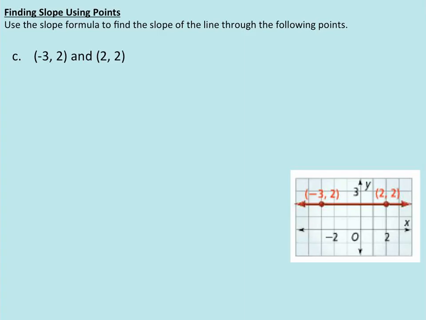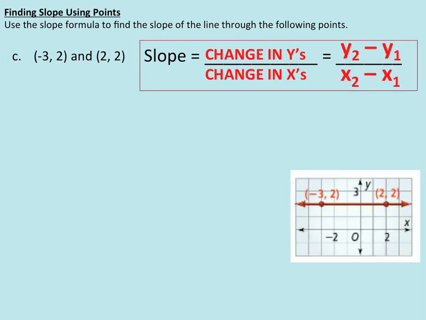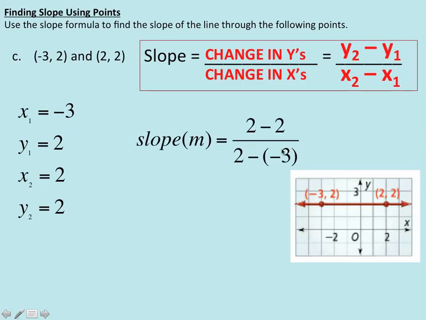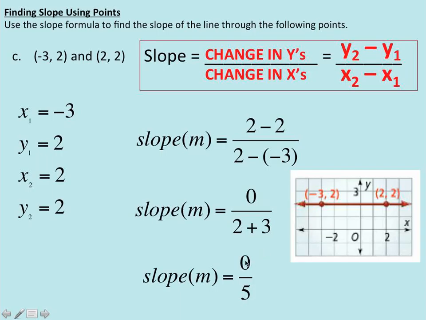All right, here's C. Negative 3, 2, and 2, 2. All right. So let's take a look. Change in the y's over change in the x's. So negative 3, x1, 2, y1. 2, x2, 2, y2. Okay, so there we go. So throw them into the formula. So I'd have 2 minus 2 over 2 minus negative 3. Again, you got that minus negative, so just be careful. Well, 2 minus 2 is 0. 2 plus 3 would be 5. So you'd have 0 over 5. Well, 0 over anything, as long as that's not a 0, 0 divided by any number is just 0.